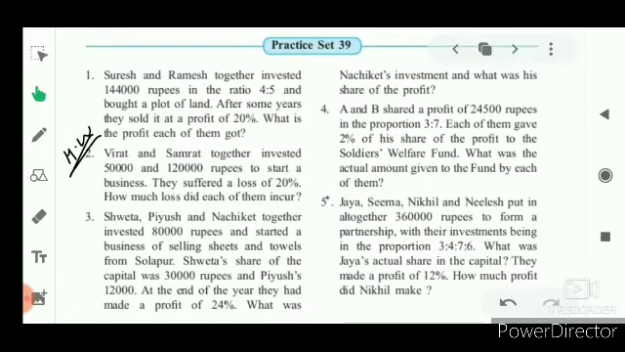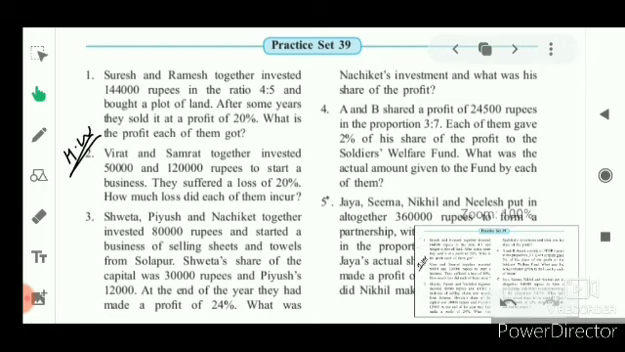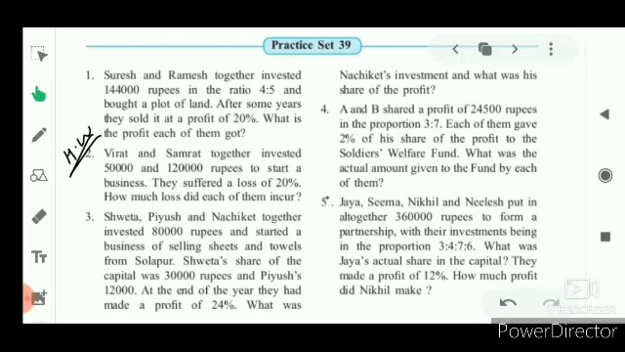Now the next part of the question is, they made a profit of 12% from 3,60,000. Then how much profit did Nikhil make? Nikhil's investment is 7x: 3x for Jaya, 4x for Seema, 7x for Nikhil and 6x for Nilesh. So we have to find out the profit of Nikhil. First we will calculate 12% of the total amount, and from that 7p of the profit share will go to Nikhil.